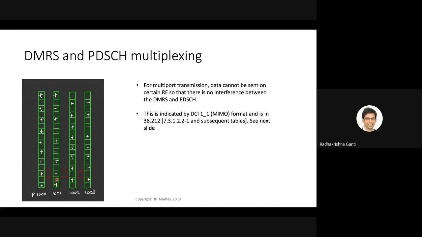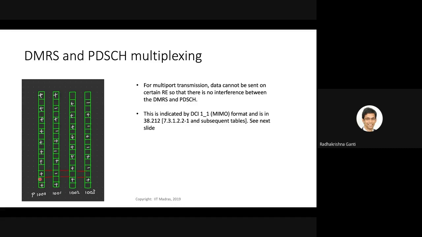So what you do is you don't transmit any data here. Similarly, you don't transmit data here, and here, so that the pilots are clean. When you say you don't transmit anything here, effectively you're transmitting 0 in that particular RE.